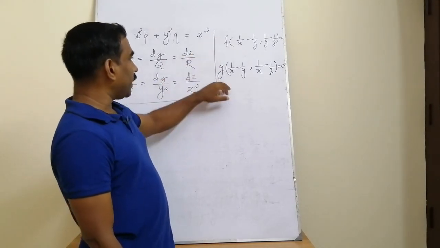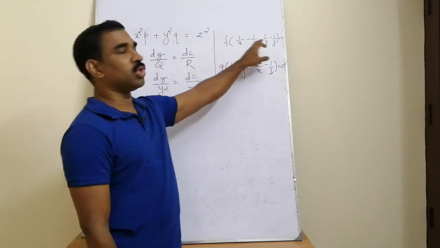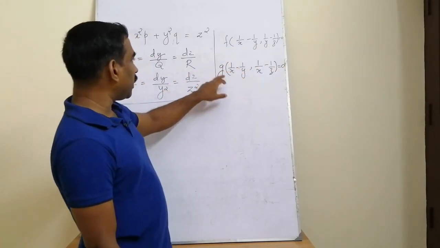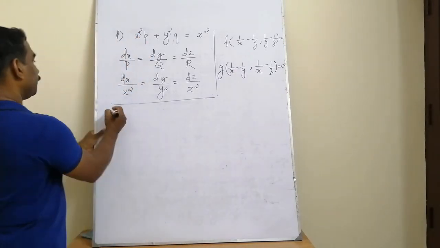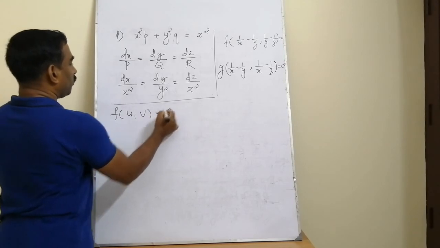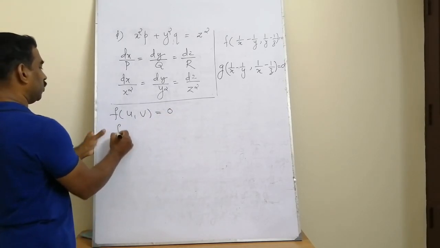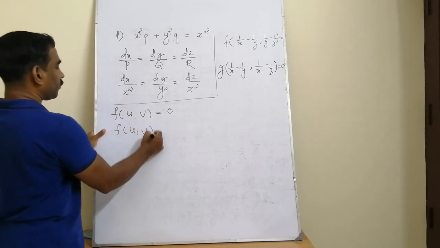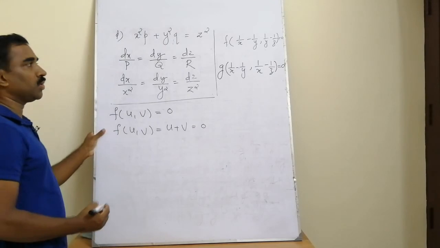Suppose in these two cases, we are taking this arbitrary function f as the sum of u and v, and also in the same way G is equal to the sum of u and v. Then what happens? In the general solution of the form f of u, v is equal to 0, suppose we take f of u, v is equal to u plus v, that is equal to 0.